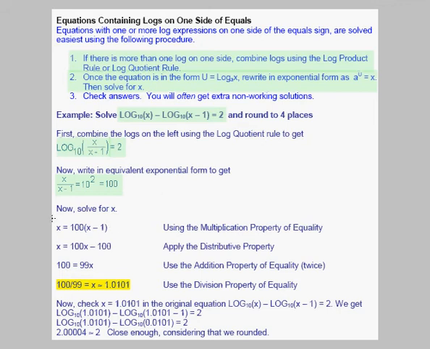We can solve that by multiplying both sides by x minus 1. And that gives us x equals 100 times x minus 1. Distribute out the 100, and we get x equals 100x minus 100. And now add 100 to both sides and subtract x from both sides, giving us the equation 100 equals 99x. Divide both sides by 99, and we get 100 divided by 99 equals x, which is 1.0101 if we round it to 4 places.